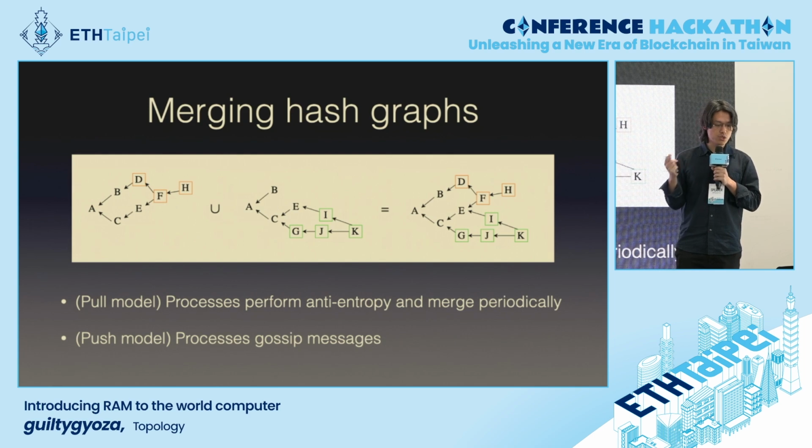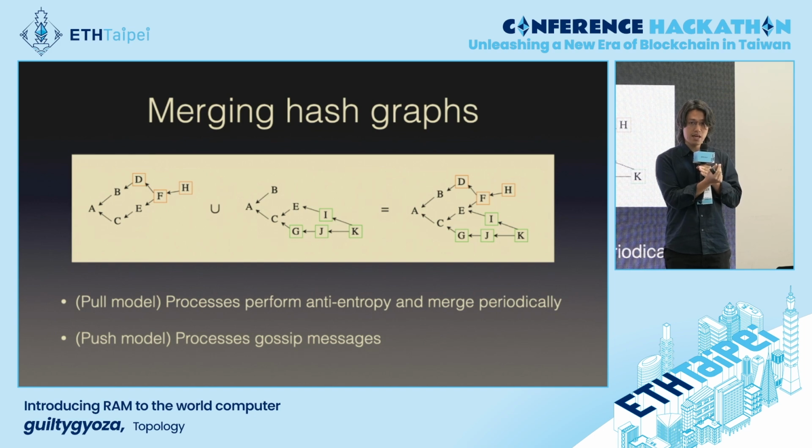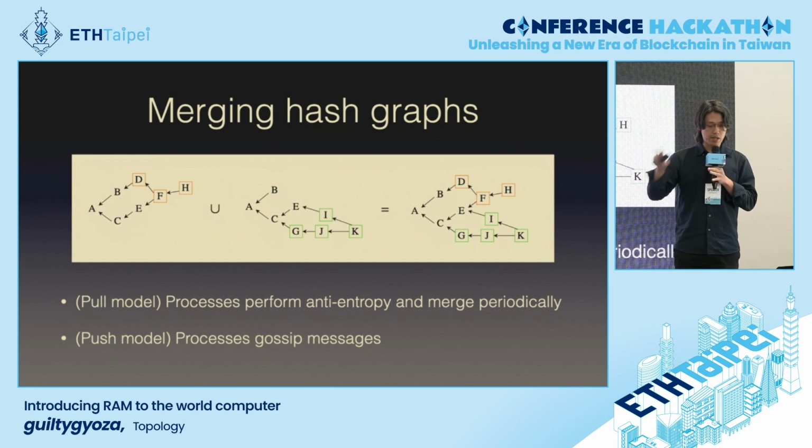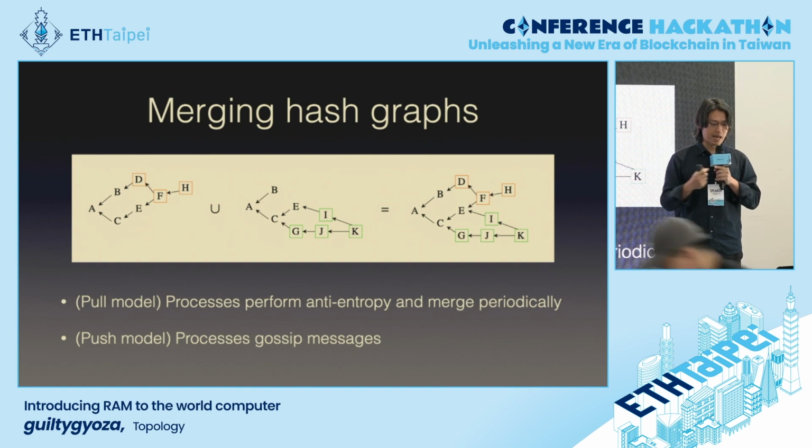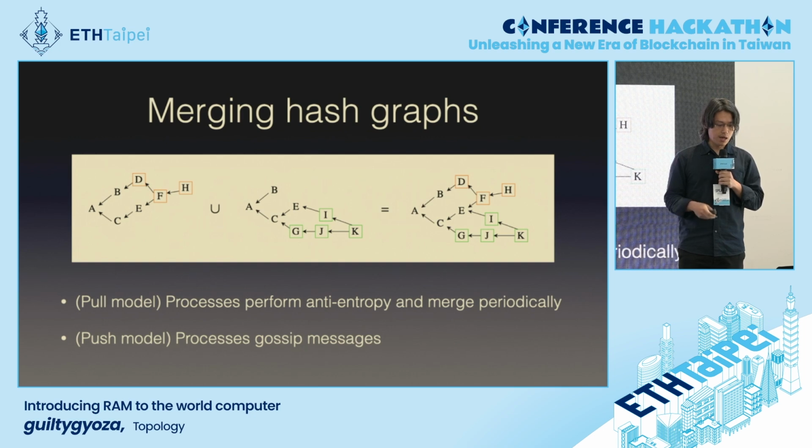So if you look at these two graphs on the left, they can merge into the third graph on the right, where all the causality relations are still preserved. So that means that you can merge these hash graphs that all originate from the same original state whichever way, and they will give you a consistent graph that still preserves the causality relation. And the way to merge graphs or to transmit information across the network would be the pull model, in which these replicas perform anti-entropy among themselves and reconcile their graphs. And there's the push model, which means that these processes gossip messages over the P2P network.